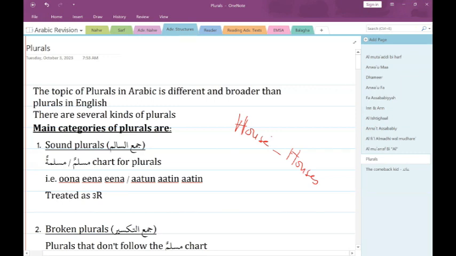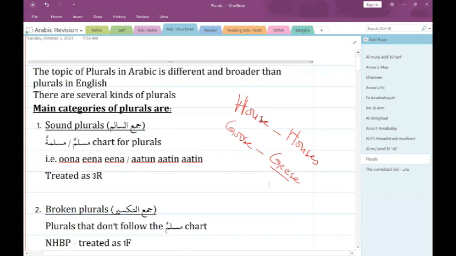That's a regular plural. Or you have an irregular plural, something like goose becomes geese. I think those are the main ones. I don't know that they have other categorizations. But in Arabic, you have quite a bit.